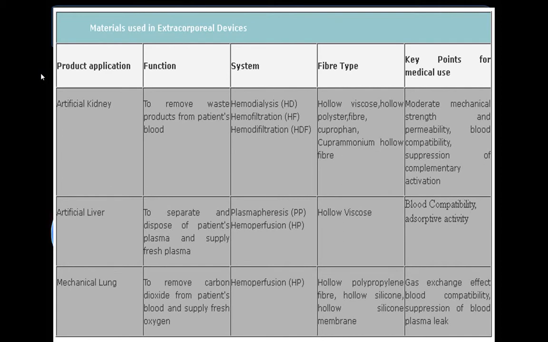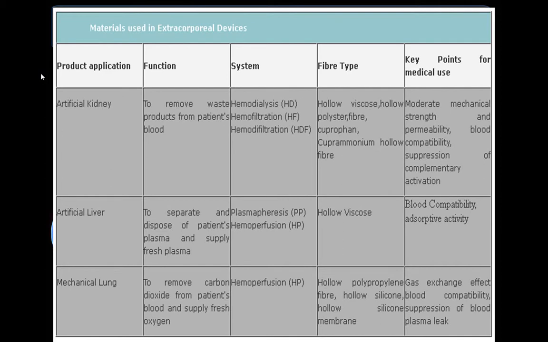Then comes the artificial liver. Its main function is to separate and dispose of the patient's plasma and supply fresh plasma. Its systems are plasmapheresis (PP) and hemoperfusion. The fiber used is hollow viscose.